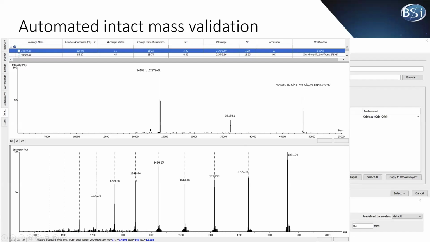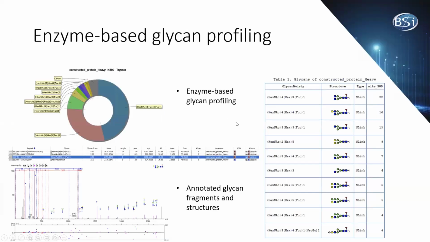And the bottom window shows which peaks were selected when deconvoluting each of the masses shown at the top. Okay, so we have a glycan profiling tool within PeaksAB. This was introduced in PeaksAB 3.0, where we could do enzyme-based glycan profiling. So you can look at relative abundances of glycans at a particular position from one particular sample.